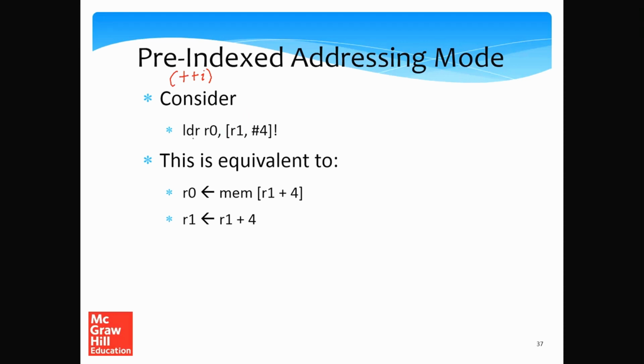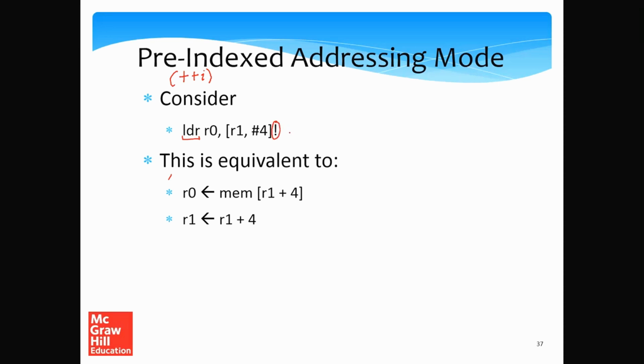The format over here is something like this: we will have LDR, so this part is common. Then we specify the address. The address can take any format: register indirect mode, base offset mode, base index mode, base scaled index mode. It doesn't matter. But the important point is we need to add an exclamation mark at the end.